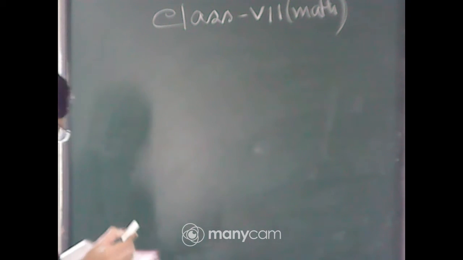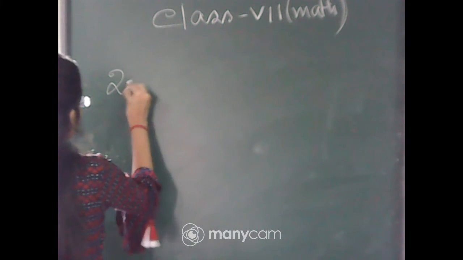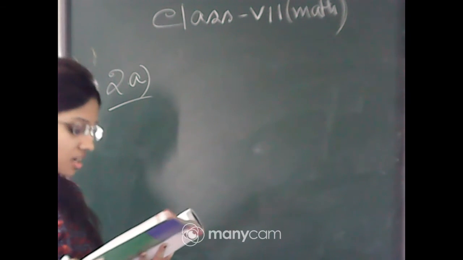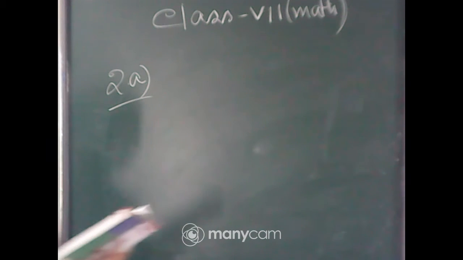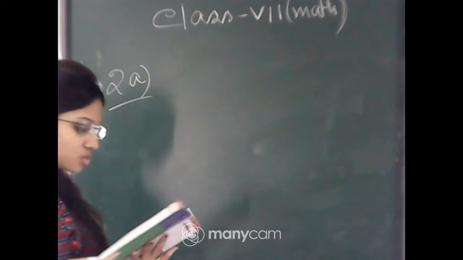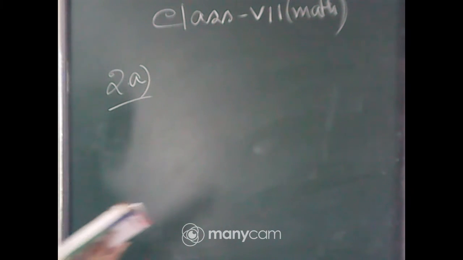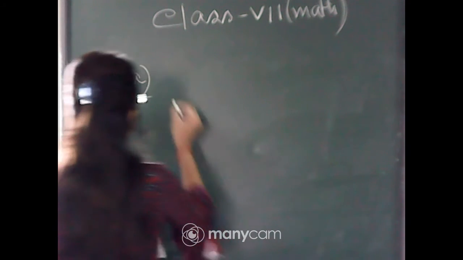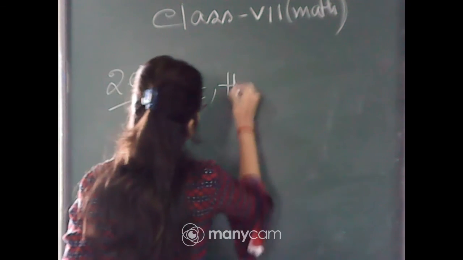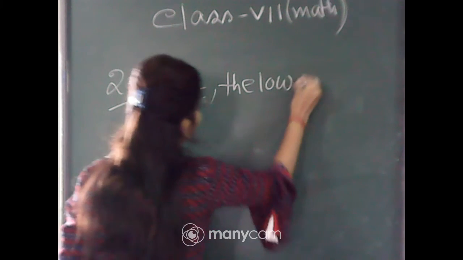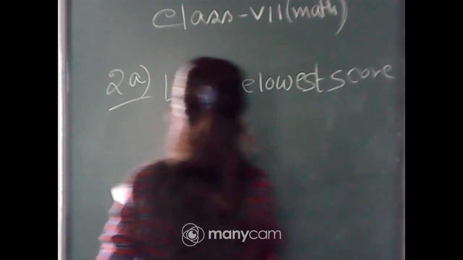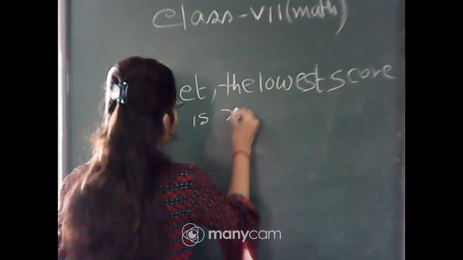Next, question number 2a. The question is, the teacher tells the class that the highest marks obtained by a student in her class is twice the lowest marks plus 7. The highest score is 87. What is the lowest score? First, we suppose the lowest score is x. Let the lowest score be x.